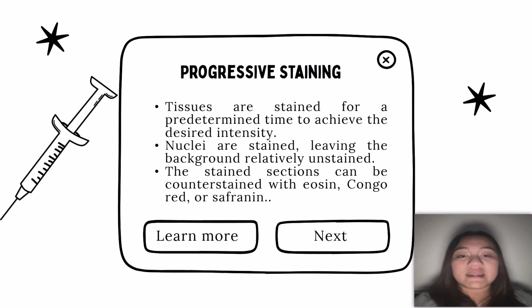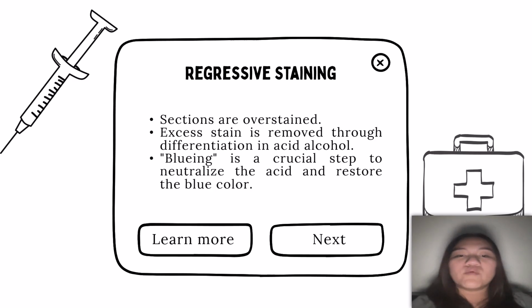In progressive staining, the tissues are stained for a predetermined time to achieve the desired intensity. The nuclei are stained, leaving the background relatively unstained, and the stained sections can be counterstained with eosin, Congo red, or safranin. While in regressive staining, the sections are overstained, and the excess stain is removed through differentiation in acid alcohol. Also, bluing is a crucial step to neutralize the acid and restore the blue color.